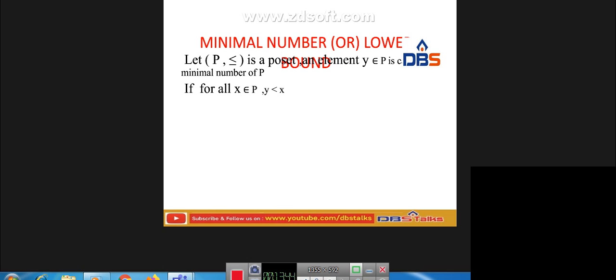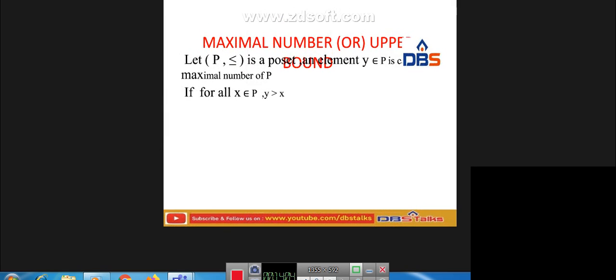Minimum number or lower bound. Let (P, ≤) be a poset. An element y belonging to P is called a minimal member of P if for all x belonging to P, y ≤ x. Then it is called a minimum number or lower bound. And a maximum number or upper bound: (P, ≤) is a poset and an element y belonging to P is called a maximal member of P if for all x belonging to P, y ≥ x. That is called a maximal number or upper bound.